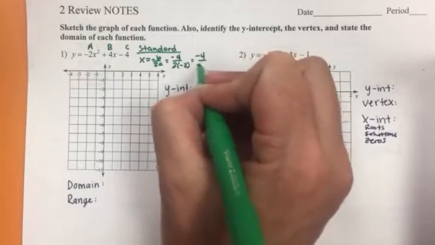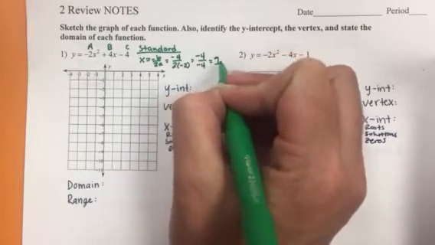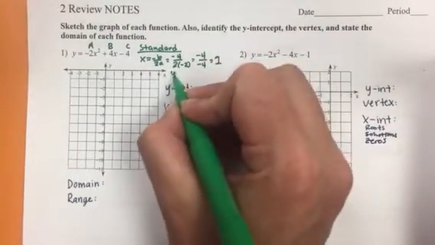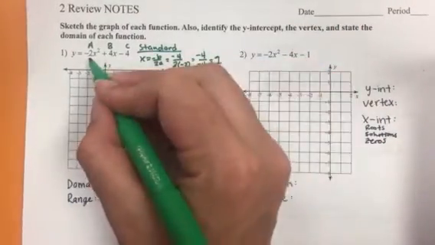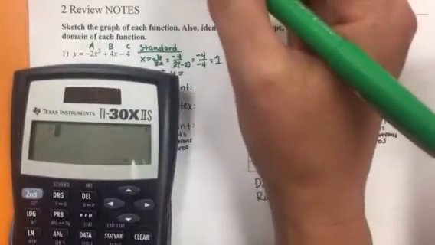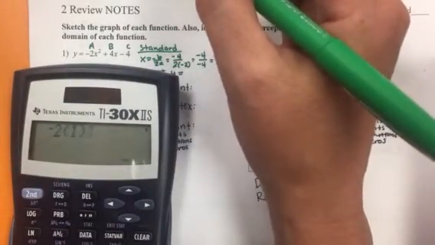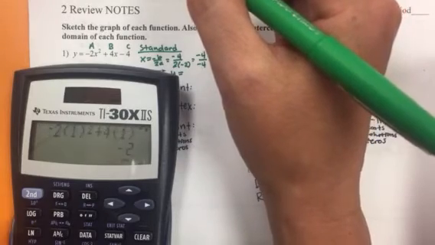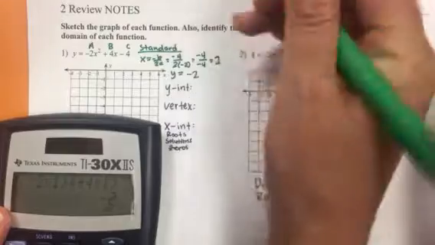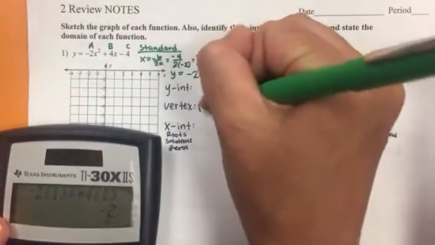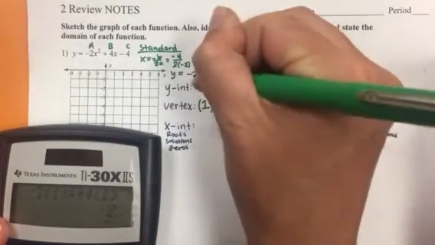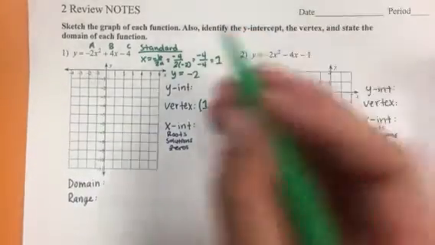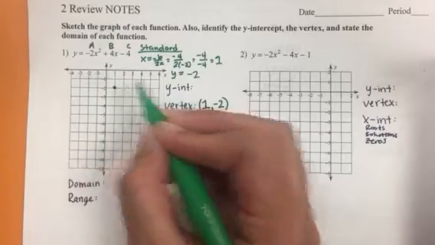Negative 4 divided by negative 4 is a positive 1. So x equals 1. Then to find my y, I plug 1 in. So we get negative 2 times 1 squared plus 4 times 1 minus 4 equals negative 2. Those represent my vertex, my first number, then my y. So I put my plot at over 1 down 2.